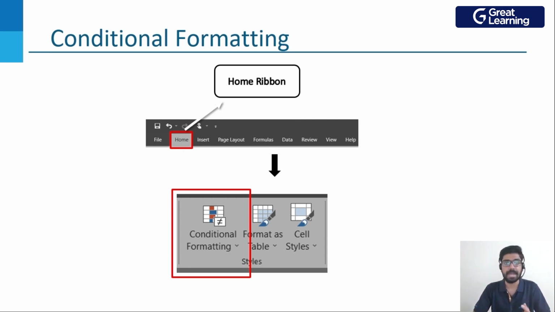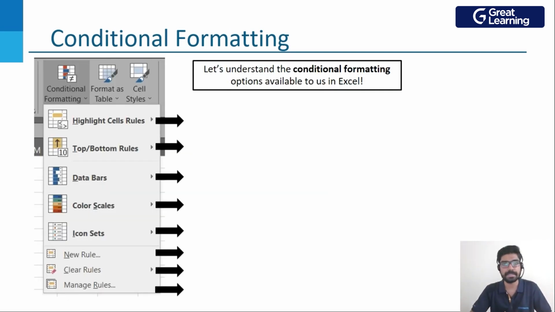So here, File, Home, Insert, Page Layout, all those things are the various ribbons available in Microsoft Excel. Conditional formatting is made available in the Home ribbon, where we'll have the option Conditional Formatting. The various options available are highlight cell rules, top bottom rules, data bars, color scales, and icon sets. The other options include new rule, clear rules, and manage rules.